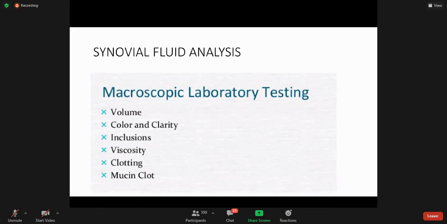Achha, macroscopic testing. So what factors do we observe at the macroscopic level? We will see the volume, we will see the color, how it appears, we will see the clearance, whether it is clear or turbid. We will see the inclusions. Inclusion means any foreign bodies you can see with the naked eye. We will observe the viscosity, and we will see the clotting, if it clots on standing, because the normal synovial fluid will not clot, and we will see the mucin clot. The mucin clot is also absent in the normal fluid.